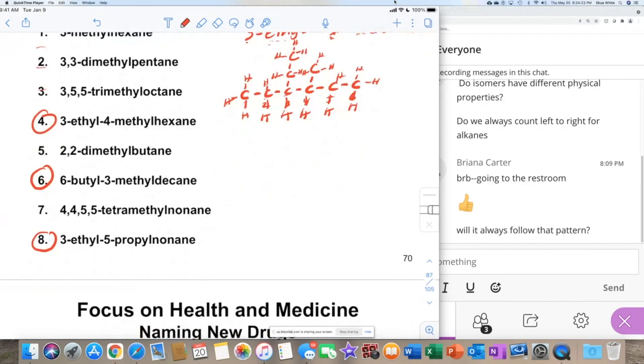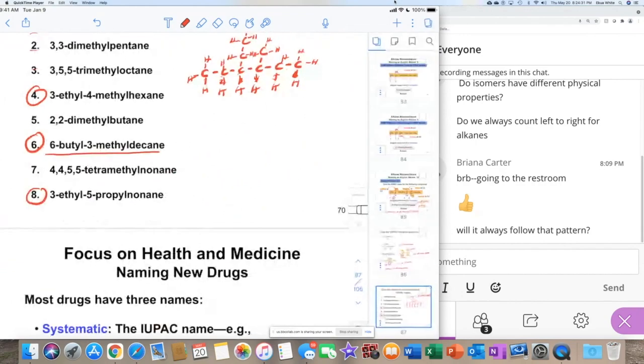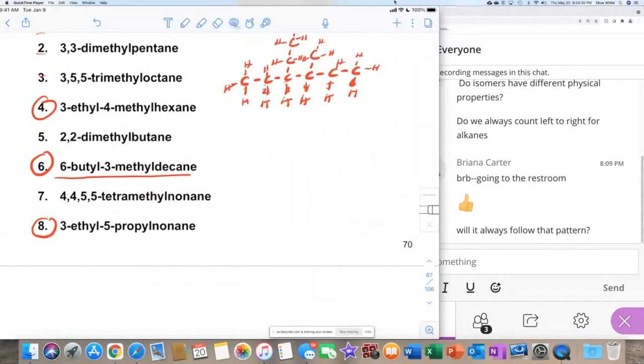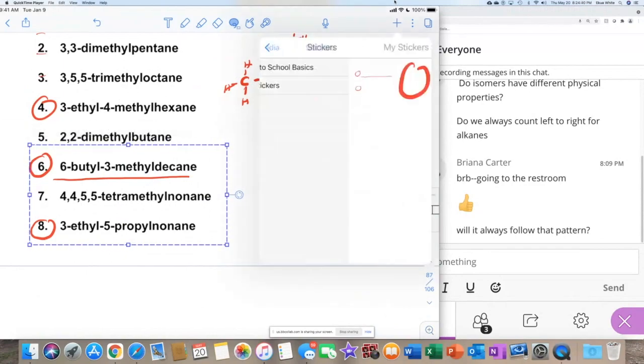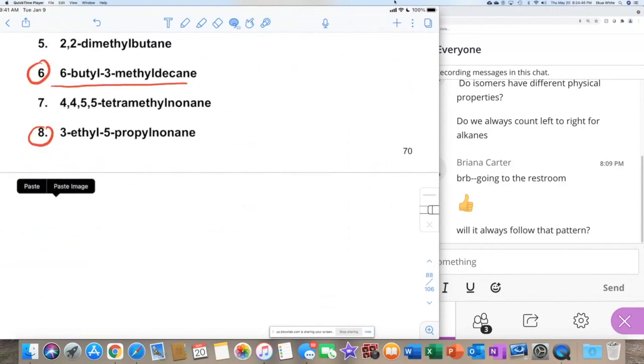I might need some more space. This second one here, 6-butyl-3-methyl-decane. Wow, decane is, let me see if I can add some space. I may need some more space to make the pictures look better. Okay. Copy. Oh, no, no, no, what am I doing? No, let's just copy. Just copy. Okay, sorry.